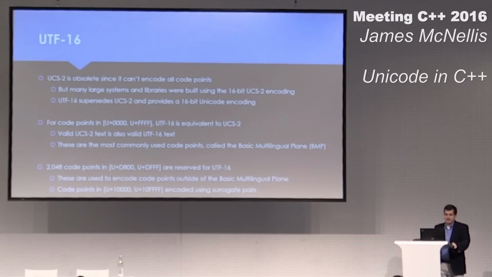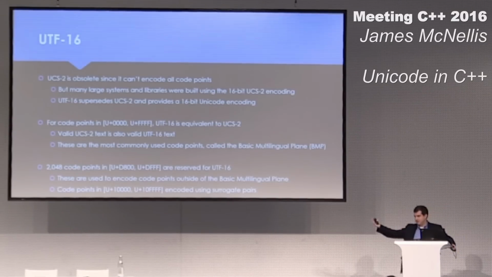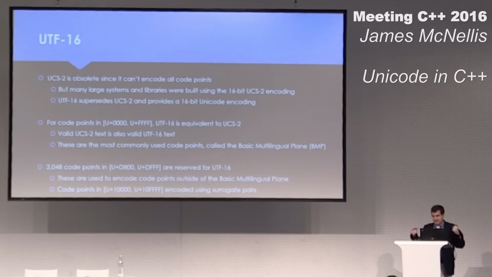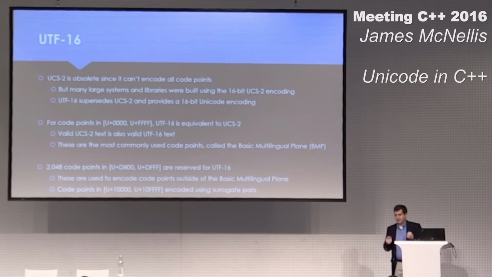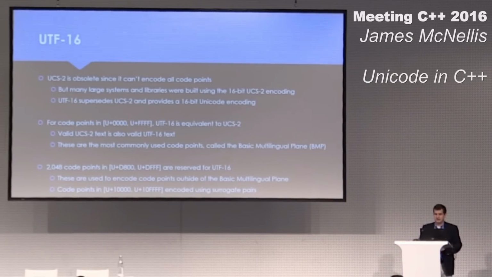So UCS2 is obsolete because it can't encode all of the code points. But many large systems and libraries were built using the 16-bit UCS2 encoding. So 3 big examples. Qt was built in 1992, which was before Unicode 2 was released that introduced this new encoding. Windows NT, which is now all of the Windows operating systems, development on that started in 1988. And back then, Microsoft said, yes, we're going to embrace internationalization and embrace this new Unicode thing. And so basically, the entirety of Windows is built around a 16-bit WCHAR type that used at the time UCS2.